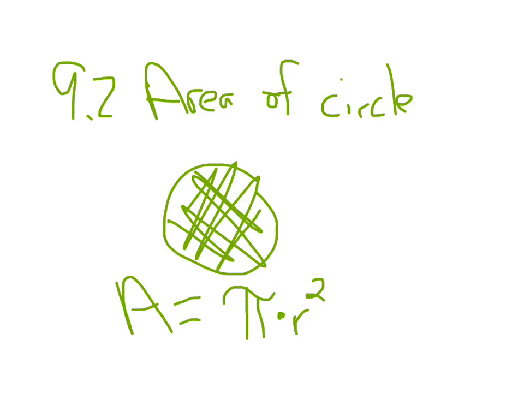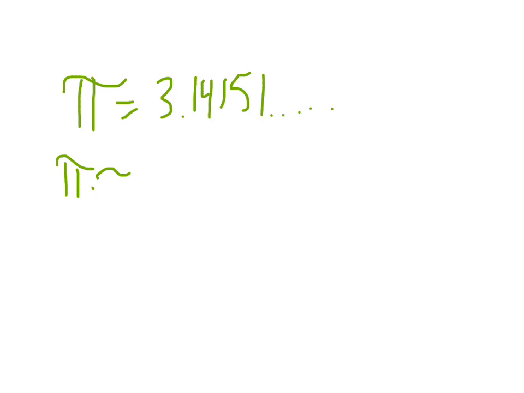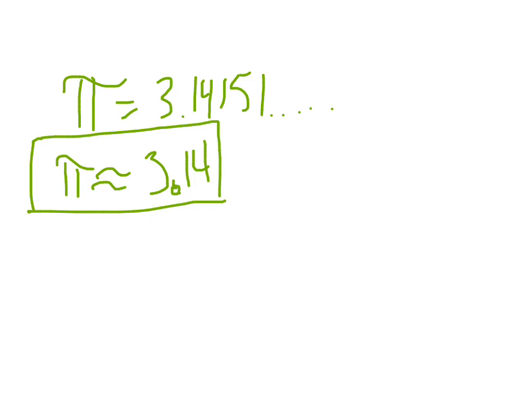Let's talk about what all those things are. Well, pi is a really huge number. That's 3.14151... Really big. So what we do is we give you the approximation, which is 3.14. So in this section, when you're working with pi, you're going to know the number 3.14.